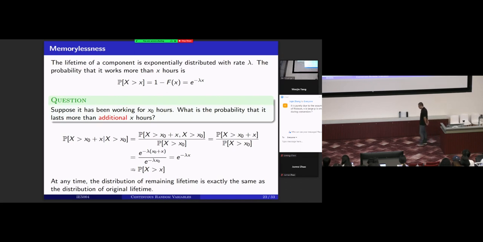Actually, I wish to help you establish a connection between this exponential distribution and the Poisson distribution. I think during the break, some of you asked me a question related to this. From here, now we have the required pieces to do so. So let's recall what we did when we constructed the Poisson distribution.